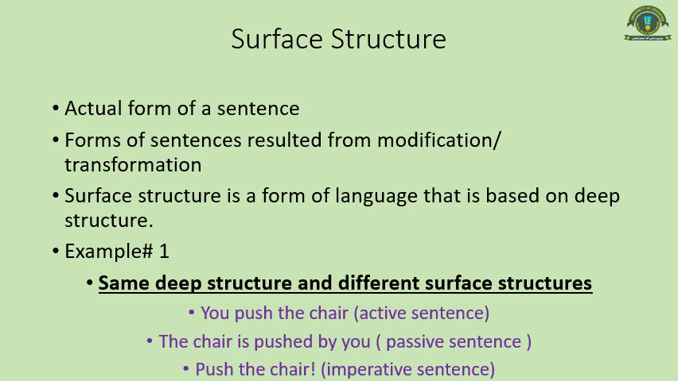Let's see an example with reference to the same deep structure and different surface structures. I'm repeating, the same deep structure and three different surface structures. For example, you push the chair, an active sentence. Then the chair is pushed by you, a passive sentence. And then push the chair, an imperative sentence. So these three sentences have the same abstract representation or the same deep structure, which is you as a person push the chair.